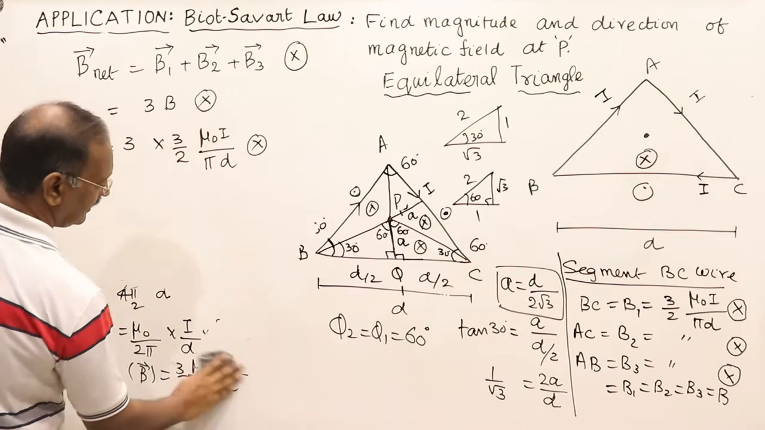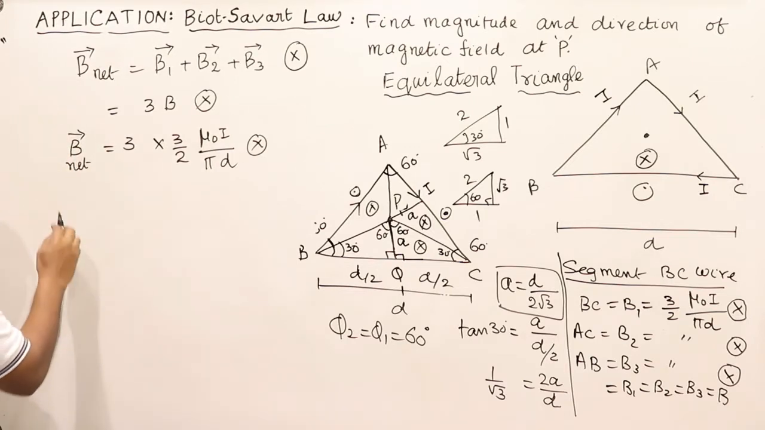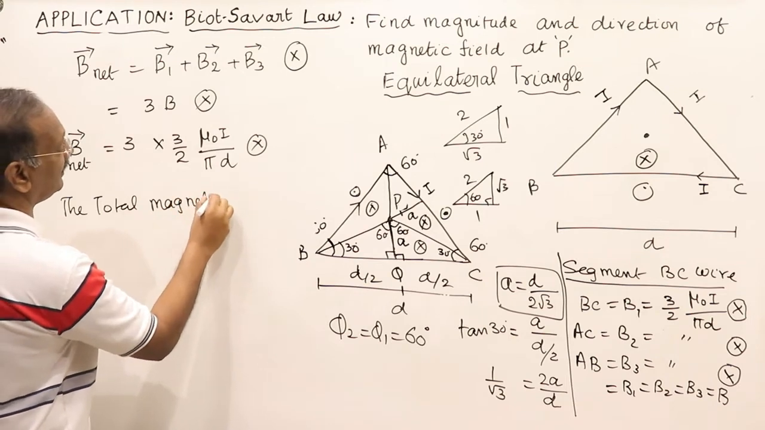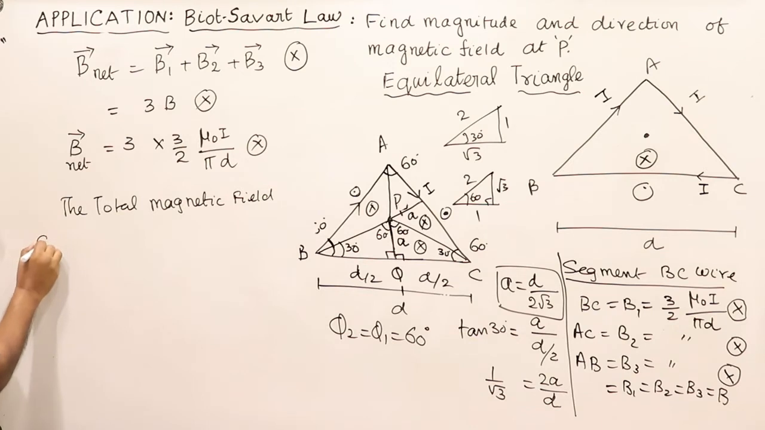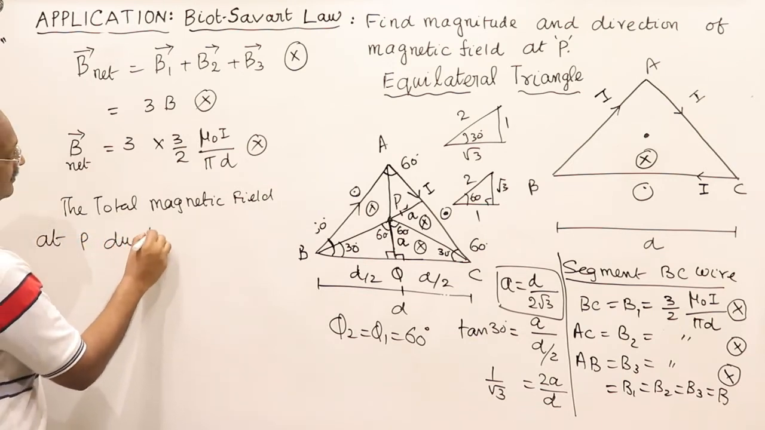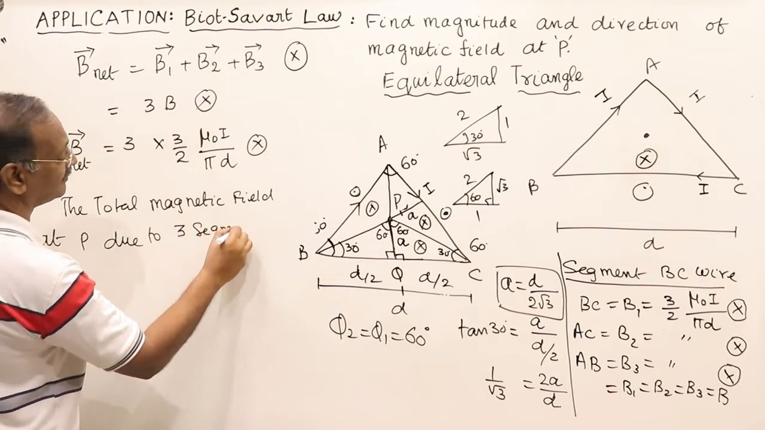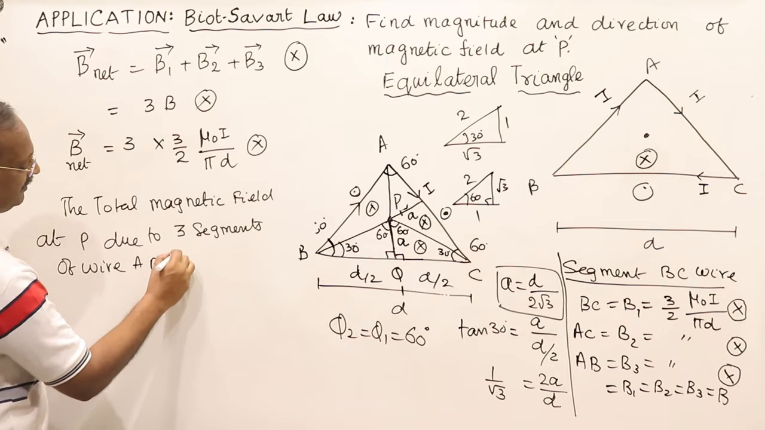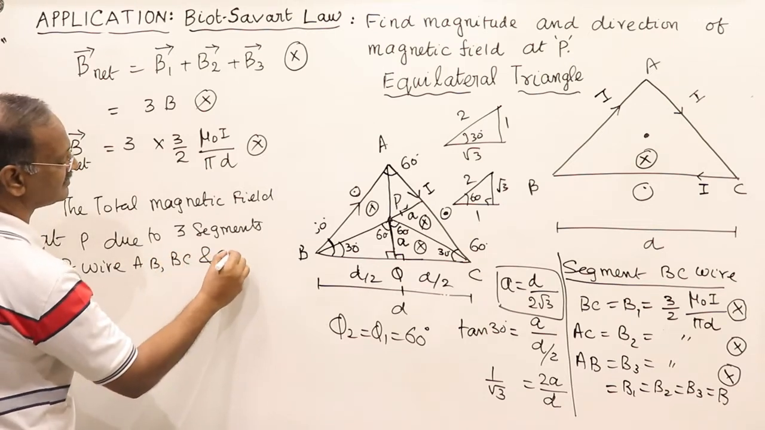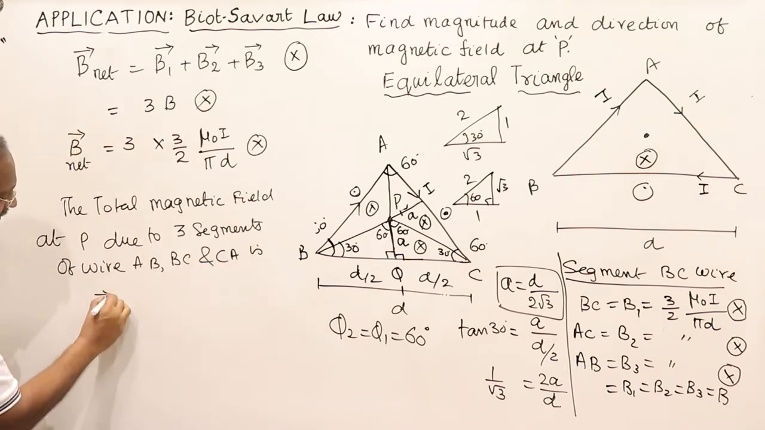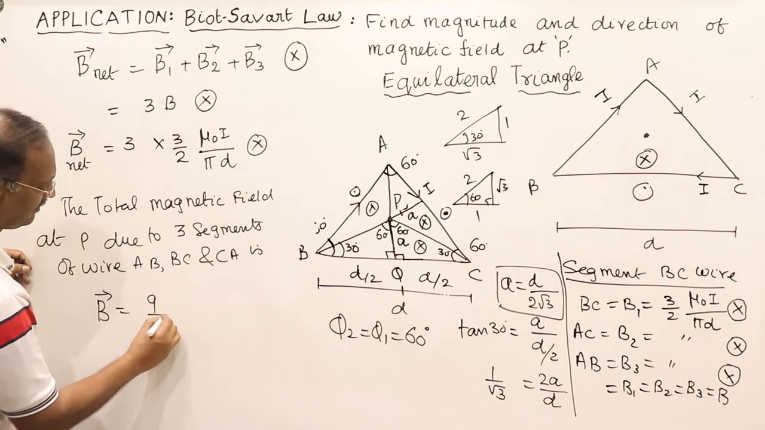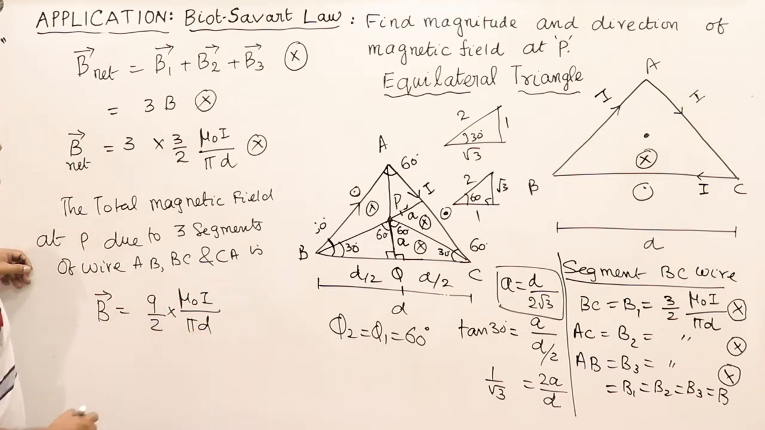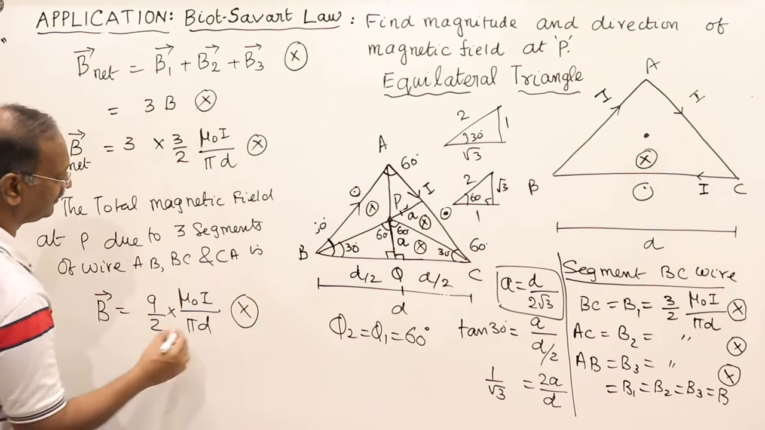Now we can write the answer. So the total magnetic field at P due to 3 segments of wire AB, BC and CA is: magnetic field is equal to 3 into 3, 9 by 2 into mu naught I by pi D, 9 by 2 pi D, and the magnetic field is into the plane of the board. This is the answer.